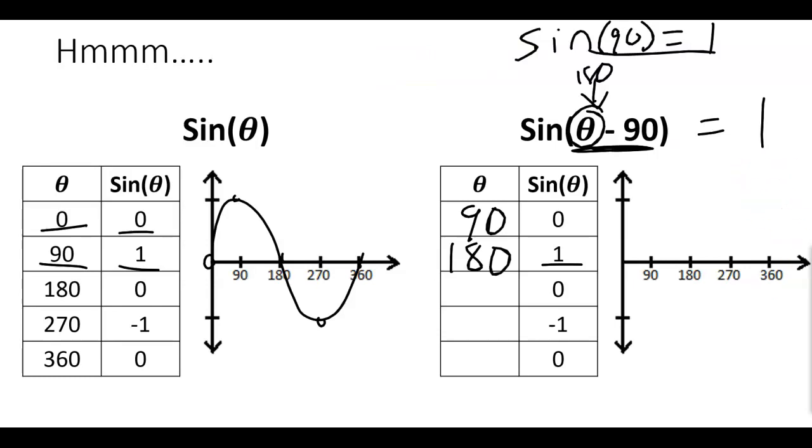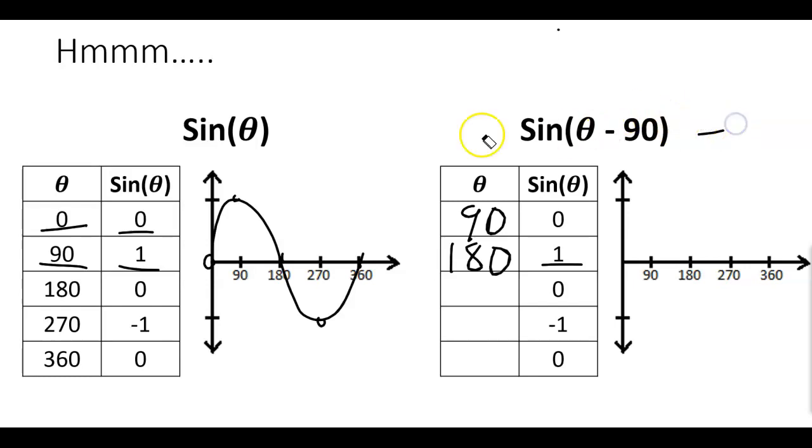Now, what's the pattern here? What you're noticing is that usually you plug in 0, but now you have to plug in 90. Usually you plug in 90, but now you have to plug in 180 to get the same outcome. So what's happening is everything over here is exactly 90 degrees more than everything over here. So what would you have to plug in over here so that you still get a 180? It'd be 270. How about over here?